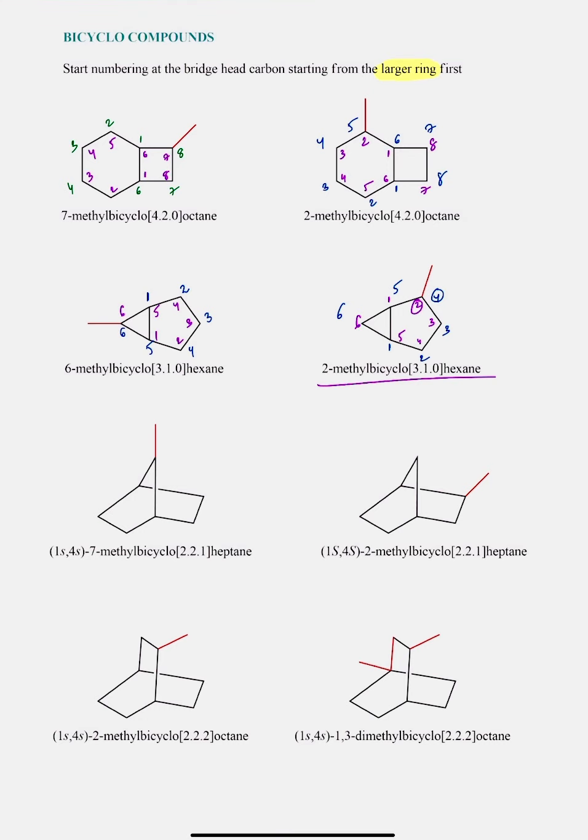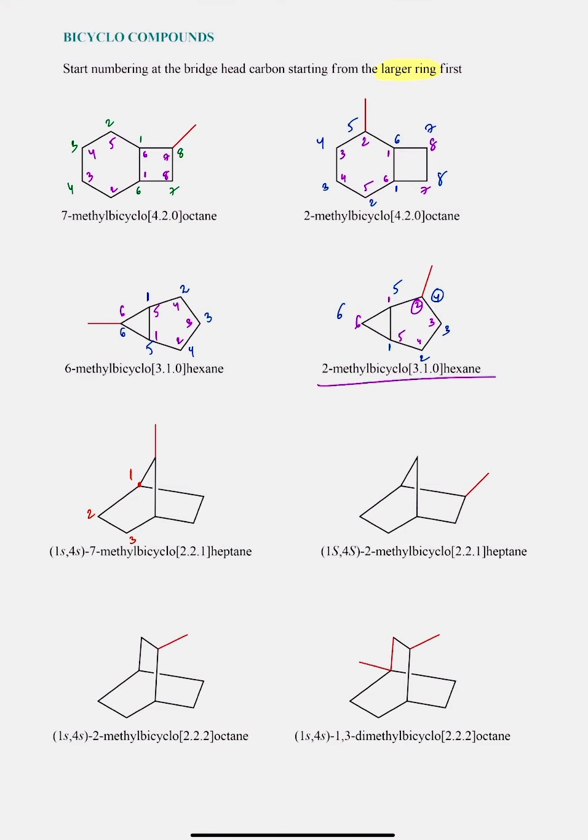What about this next structure? Until now we had structures in which we were only considering 2 rings, the larger ring and the smaller ring. There was a third bridge even in the previous structures, but it had 0 carbons, so we didn't bother numbering the third bridge. So there was only a bigger ring and a smaller ring. But here we have 3 bridges with at least 1 carbon, so I need to number.